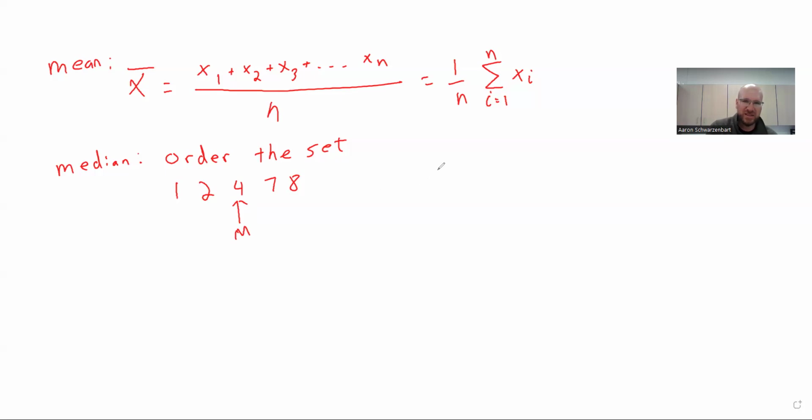If I have an odd number of data points, you just go to the middle. A lot of times when I'm doing it, I just start crossing my way off. Oh, I found the middle one.